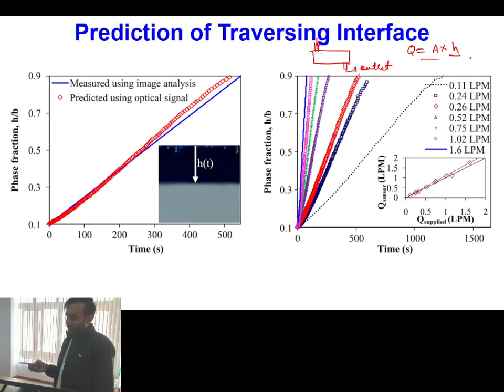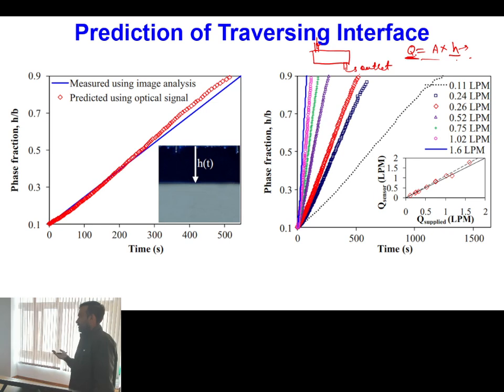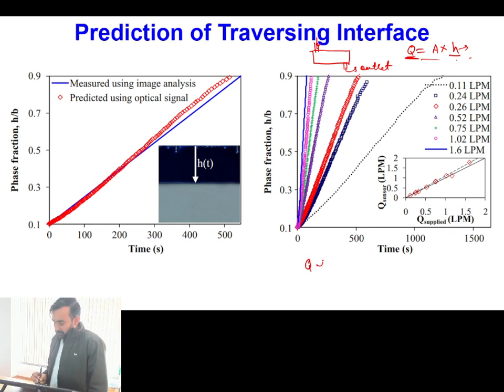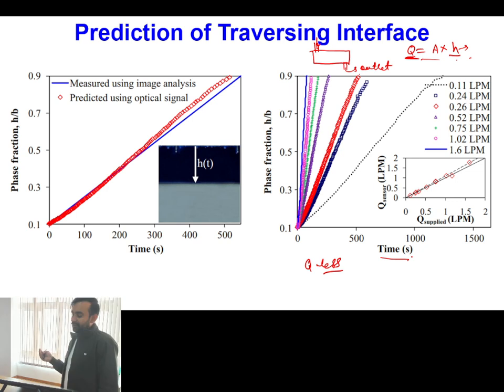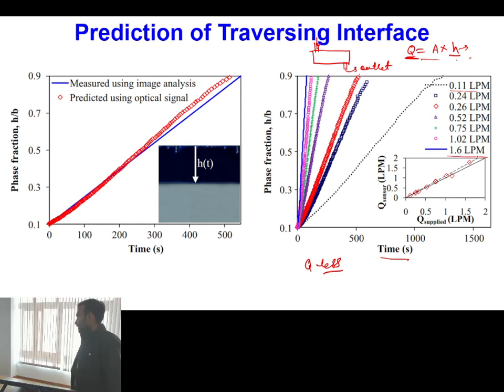Okay, now change in height of the interface, I can vary this height of interface by changing the value of the flow rate. If I use less flow rate, then change of height with time will be slow. But if I use more flow rate, then change of height with time will be more. So that you can observe over here, this black colored line is corresponding to a flow rate of 0.11 lpm, and all the other lines are in increasing order of the flow rate, and the maximum flow rate is 1.6 liters per minute.